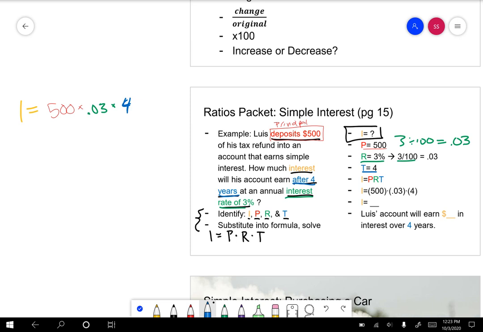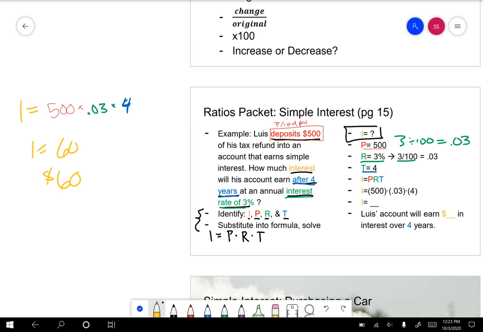Okay, so now we're just going to multiply these things together. 500 times 0.03 times 4. And make sure it's 0.03, not 0.3. What we get when we multiply all those together, I want you to pause and try and do this yourself on your calculator just to make sure you can do it. So if you do 500 times 0.03 times 4, we're going to get 60. But 60 what? Well, $60. But what does this mean as far as the actual problem goes?